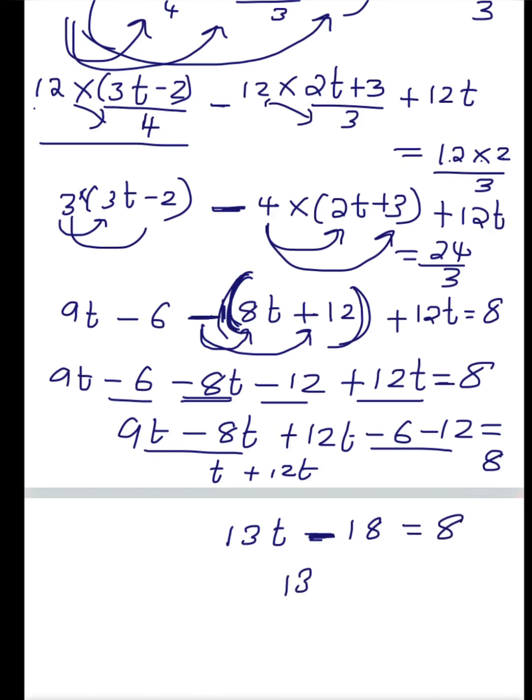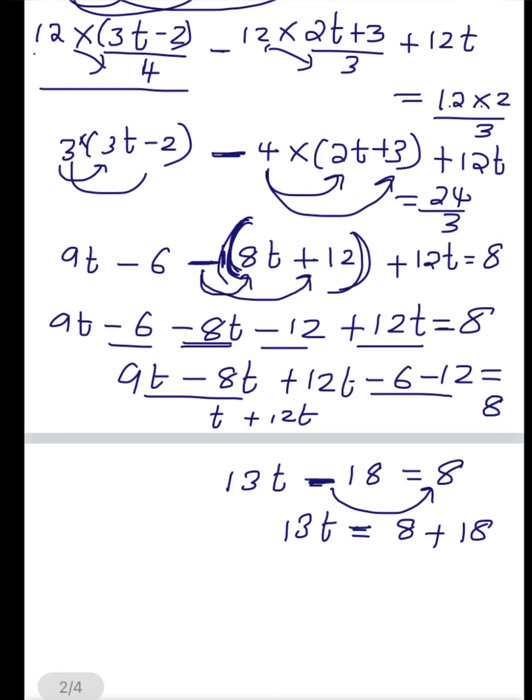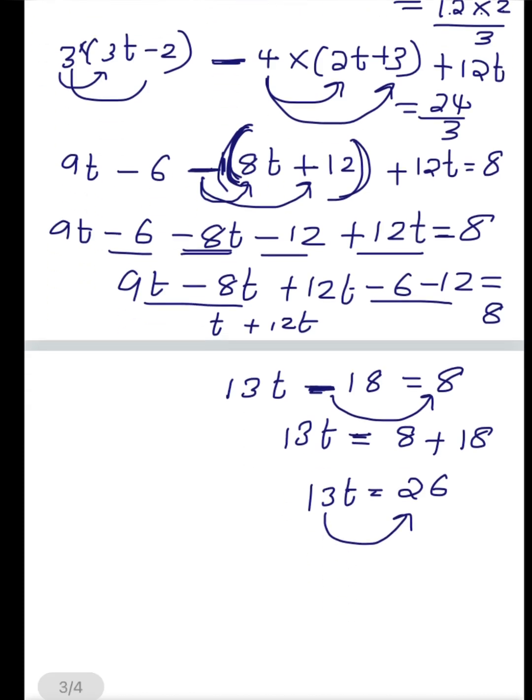Okay, so 13t. Now you can take this 18 to the other side. So 8 plus 18. Since that 18 is going to the other side, minus 18 will become plus 18. So 13t is equal to what? 26. 8 plus 18 is 26. Now you have to take this 13 also to the other side. Then you will get t as 26 divided by 13, which is equal to 2. Or you can say t equals 2.